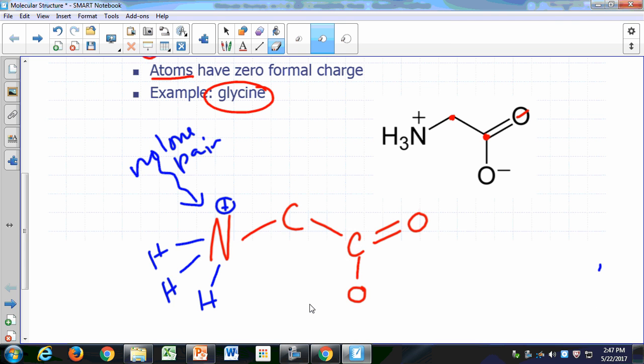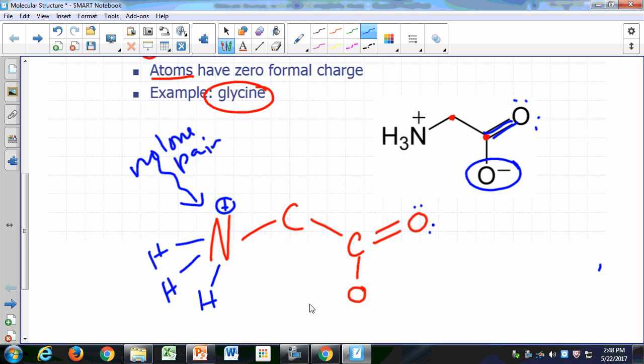Now, the oxygen over here on the right has a 0 formal charge. It already has 2 bonding pairs. For it to have a 0 formal charge, it needs 2 bonding pairs and 2 lone pairs. So this oxygen has 2 lone pairs on it. That's implied.